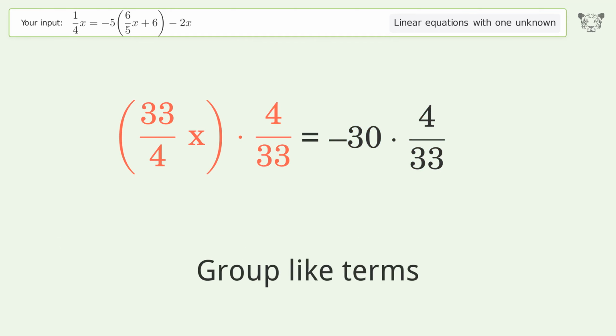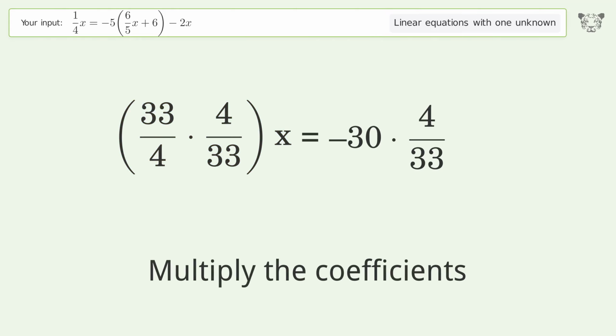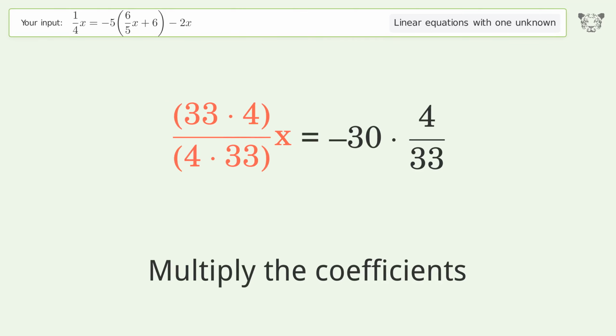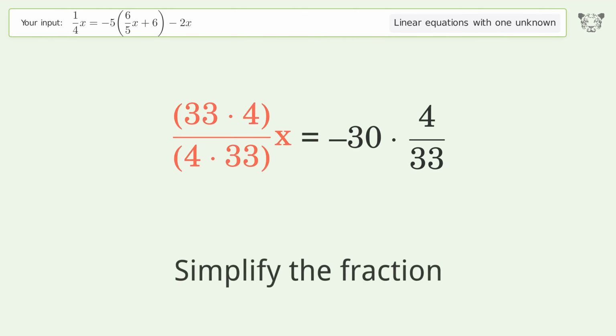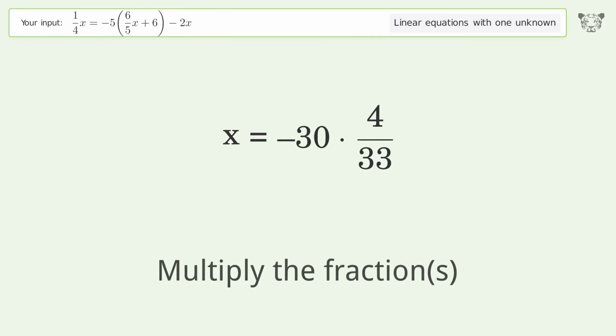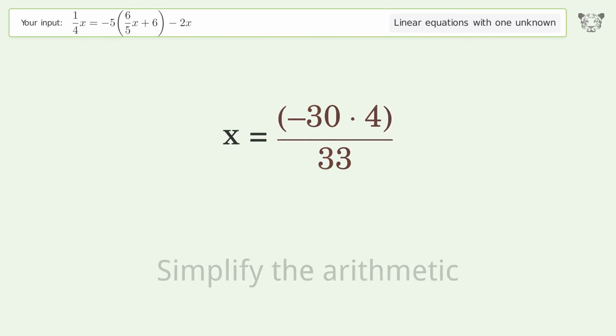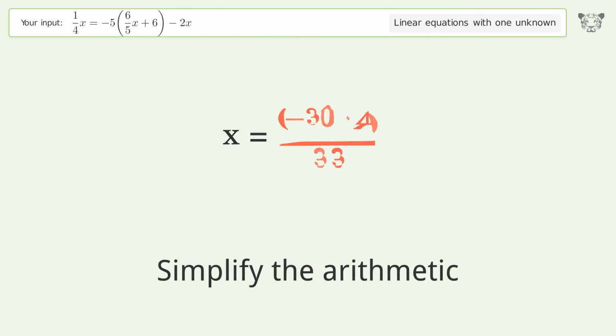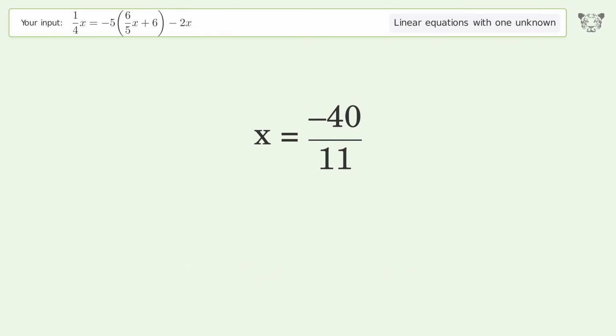Group like terms. Multiply the coefficients. Simplify the fraction. Multiply the fractions. Simplify the arithmetic. And so the final result is x equals -40/11.